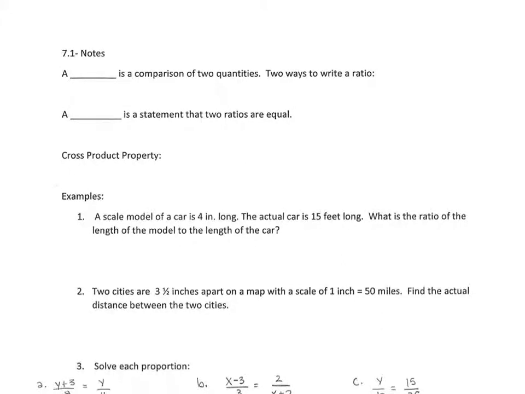Chapter 7 is all about similar polygons. So it starts out with a ratio. A ratio is a comparison of two quantities. There's two ways to write a ratio. You can write it as a fraction, or you can write it with a colon.